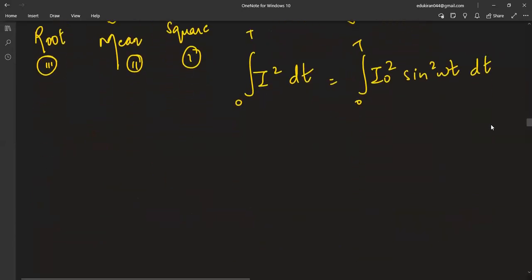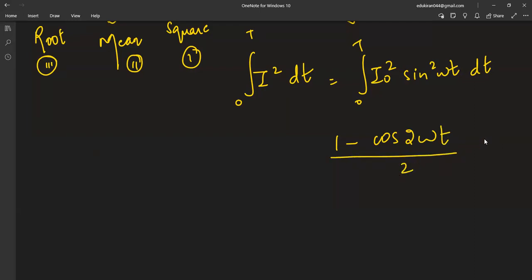Now, whenever you have sine square omega t, it becomes (1 minus cos 2 omega t) divided by 2, where 2 is a constant so it comes in division form. You have to remember these trigonometric identities for solving integration. So this is from 0 to T. I naught square you can take common. Just remember how we are getting it: sine square omega t is written like this. Clear class?